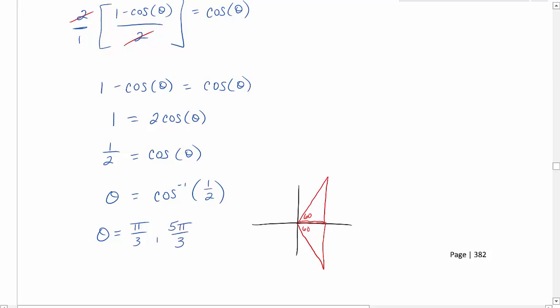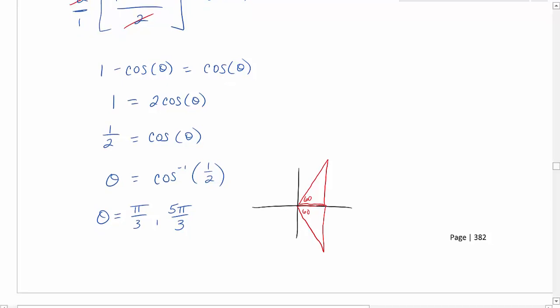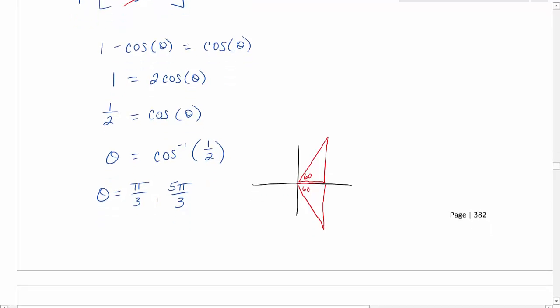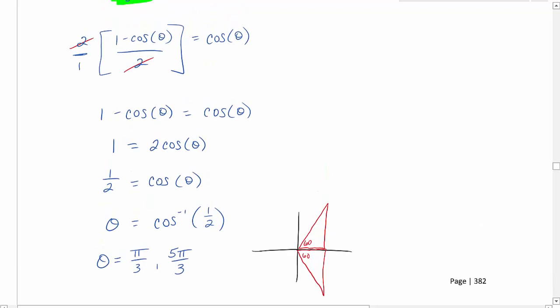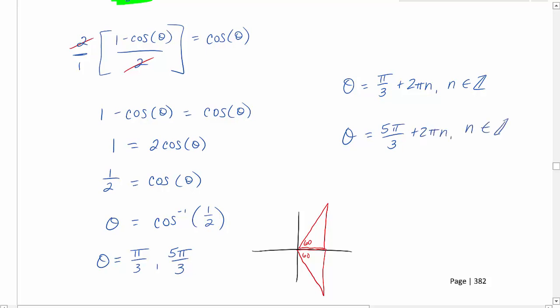5 pi over 3. But remember, in the directions, we're looking for all solutions. So for each of these, to get our final answer, we're going to have to add 2 pi n, where n is an integer. So our final answer, we're going to have theta equals pi over 3 plus 2 pi n, where n is an integer. And our second answer, theta is going to be 5 pi over 3 plus 2 pi n, where n is an integer.